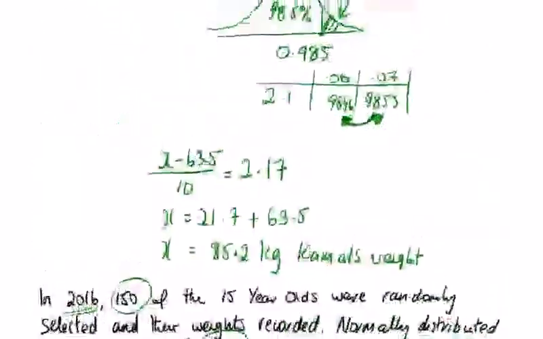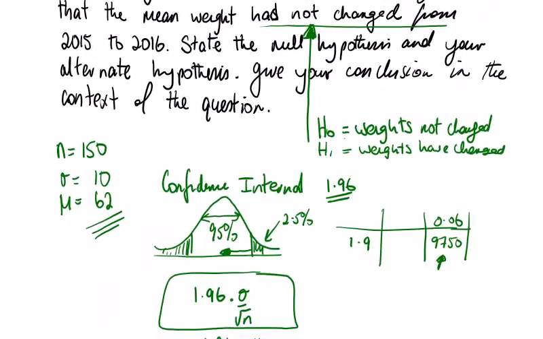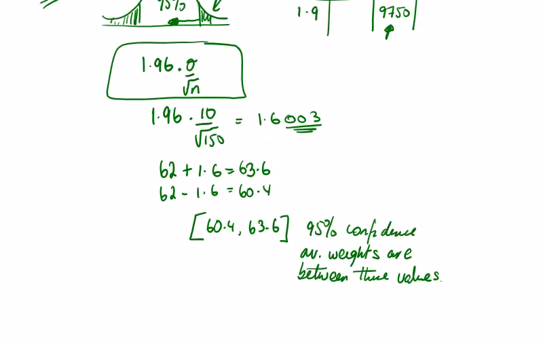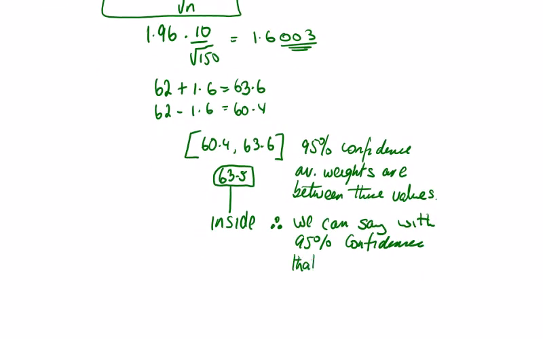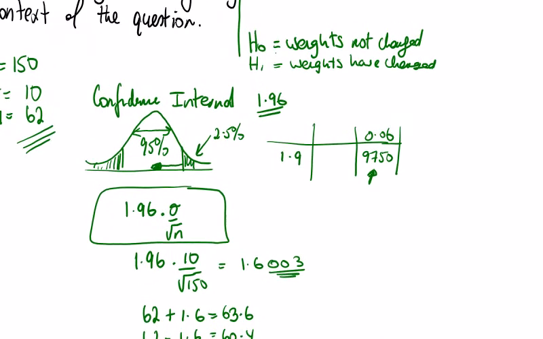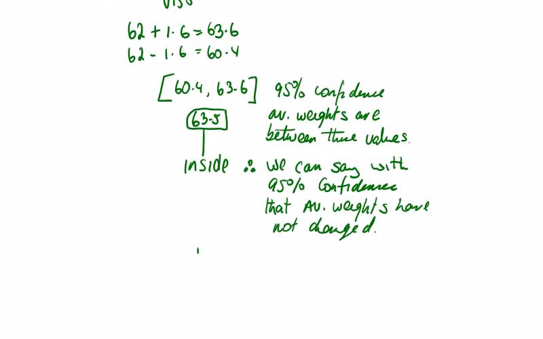So now let's go back up and check our previous average weight. Our previous average weight was 63.5. You can see it here. So is 63.5 within this band? You can see just about 63.5 is just about in here. If it was outside, we would say the weights have changed. 63.5 is inside. Therefore, we can say with 95% confidence that the average weights have not changed. So we accept our null hypothesis, that the weights haven't changed. So we accept H0, and you have to write this at the end: accept H0, reject H1. And that's one way to do it.